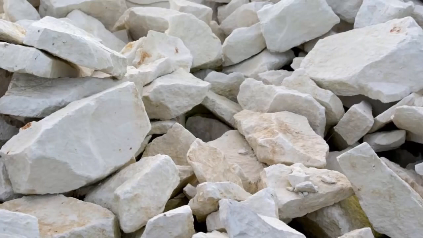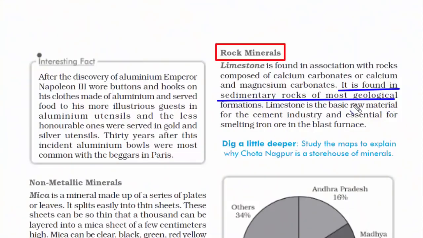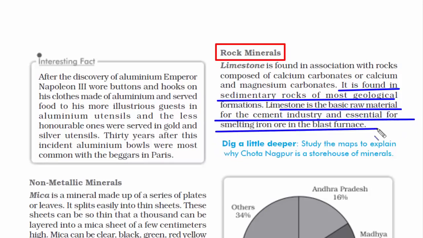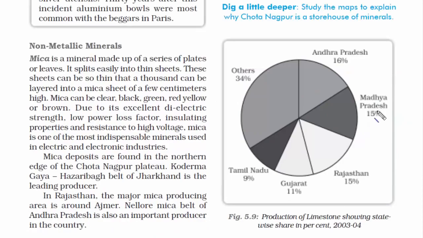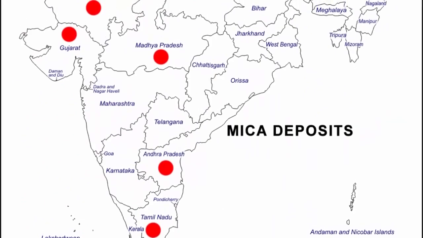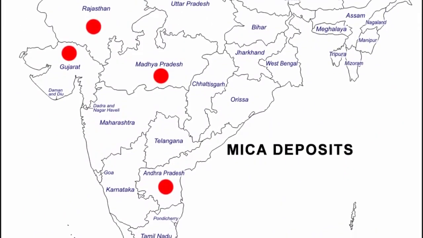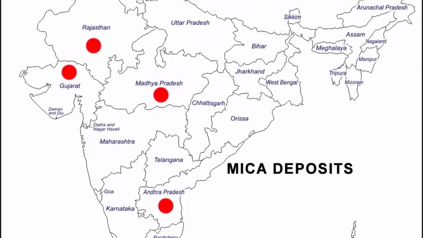It is found in sedimentary rocks. Limestone is the basic raw material for the cement industry and essential for smelting iron ore in the blast furnace. Limestone is found in the region of Andhra Pradesh, Madhya Pradesh, Rajasthan, Gujarat and Tamil Nadu.